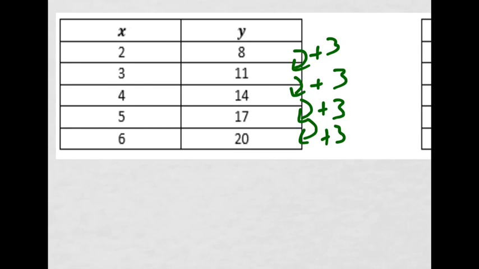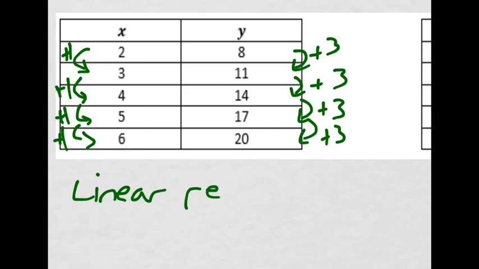Okay, let's check the left column. What's happening there? It's going up by 1 this time. Up by 1, up by 1, up by 1 again, up by 1. So because every row in this column goes up by the same amount every time, and every row in this column goes up by the same amount every time, we could say that this is a linear relation. They don't both have to go up by 3, and they don't both have to go up by 1, just as long as every row in that column goes up by the same amount every time.